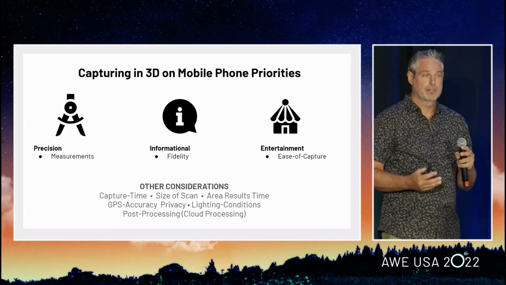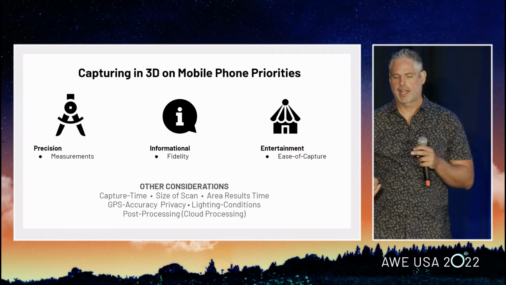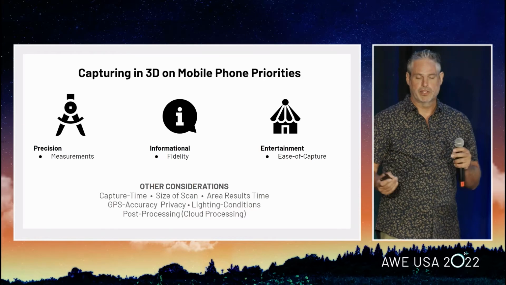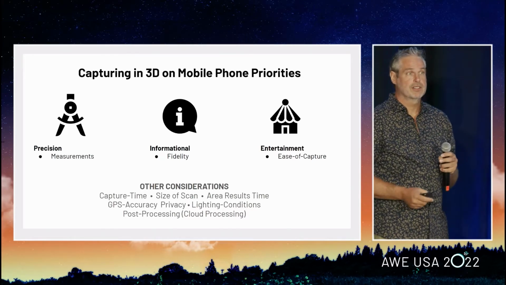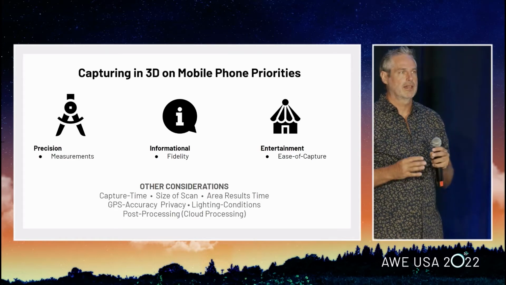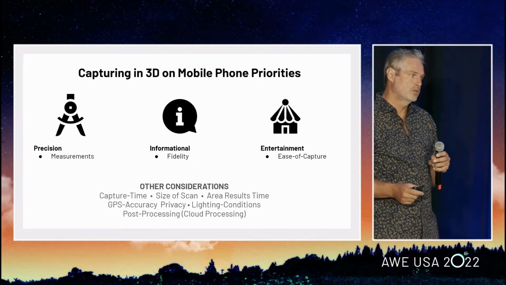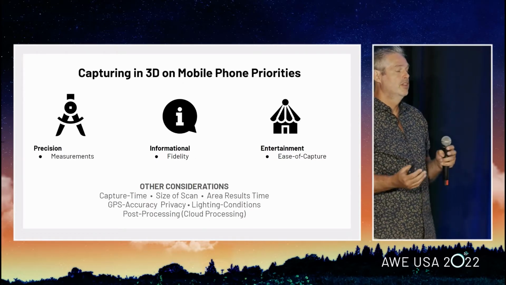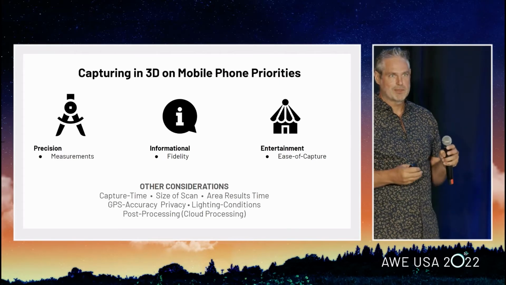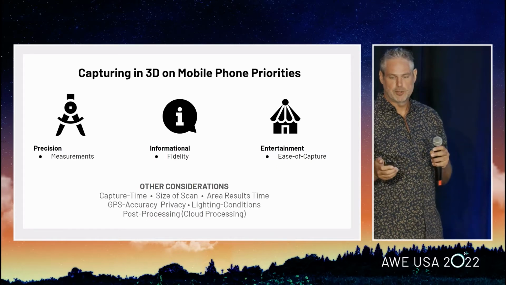There are a lot of other real considerations when you're thinking about this pipeline, like how much time you want the user to spend capturing, how large of an area you are scanning, and how quickly you want those results back. GPS accuracy is a huge one. Privacy: a lot of people don't want the data going anywhere. A lot of these cloud renderings get sent to the cloud. Lighting conditions is a huge one. And as I mentioned earlier, do I want this data processed remotely? A lot of these apps go off to some machine learning pipeline all over the world, and then there's a huge privacy issue.